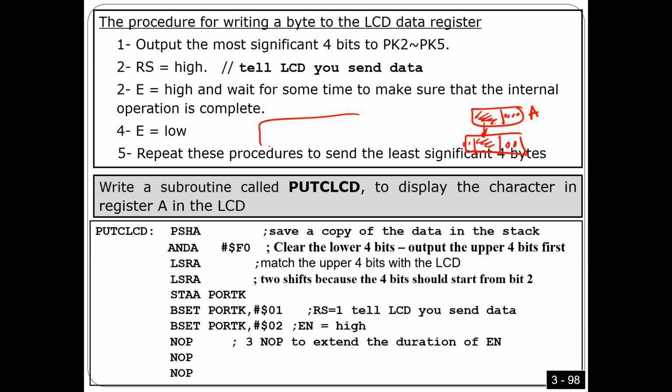So now I have a byte. This byte looks like 0 0, right? And then the 4 bits, the most significant nibble or the most significant 4 bits, and then 0 0, right? And then this byte, I'm going to send to port K, as you see here.